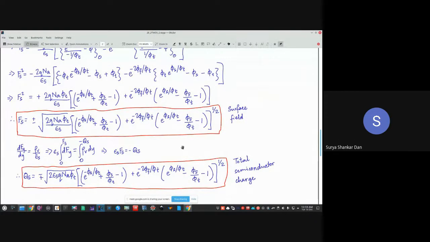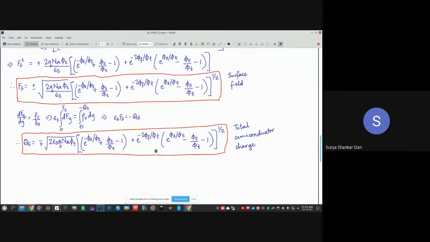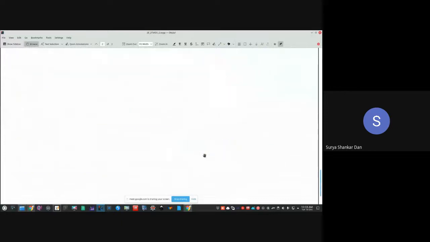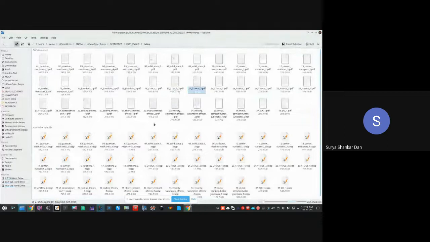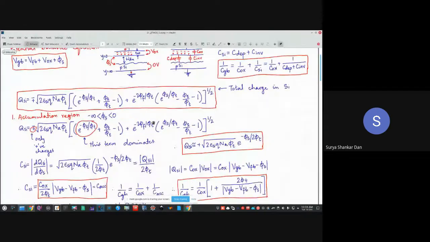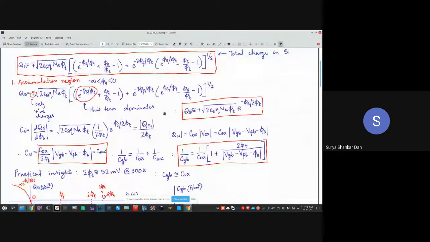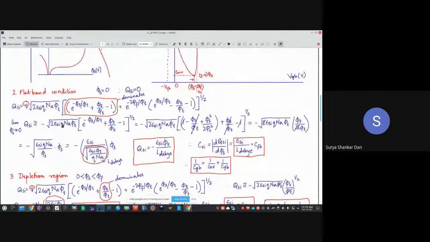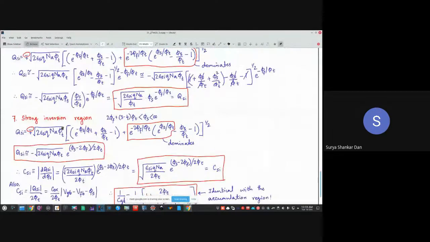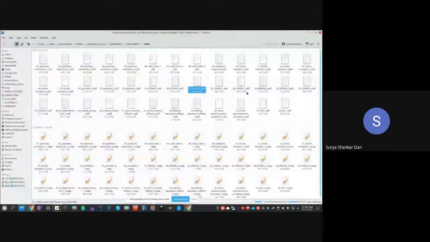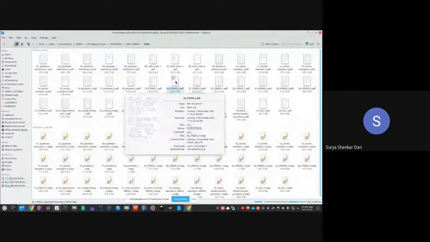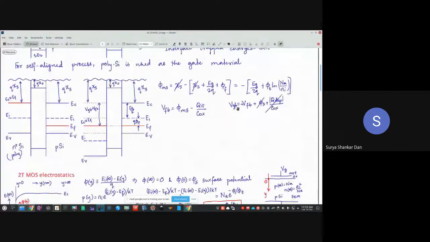Okay, so once we obtained the surface field, we went on to find the total semiconductor charge. That was the end of this class. Okay, that was class number 20. Then in 21, what we did was, we began with this charge and we went on for different accumulation region, flat band region, and everything. So the entire modeling was based on this surface potential and the surface field. Okay, look into the lecture on 2nd November.